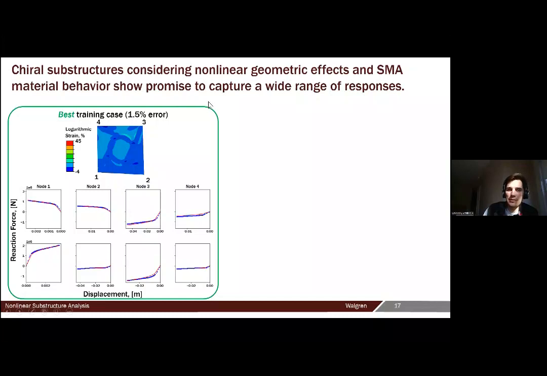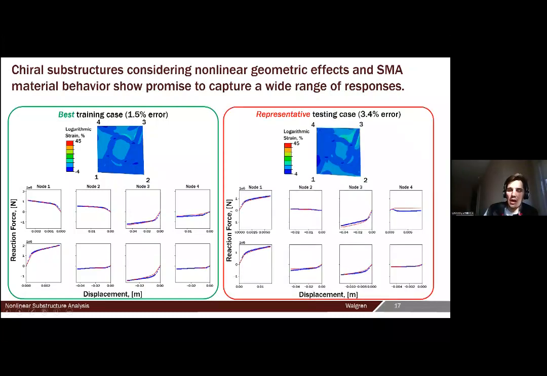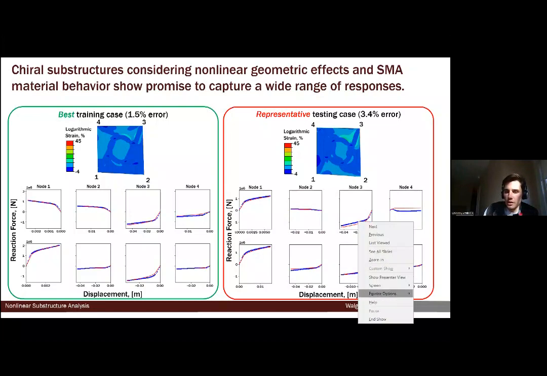If we look at maybe a more representative training case of our calibration, it's at around 3.5% error. So now we start to see a little bit of problems. In some cases, so the first line on node 3, I'll use my pointer, we kind of miss this onset of nonlinearity and then miss the hardening slope afterwards. And then especially with node 4, we don't hit this softening response at all.